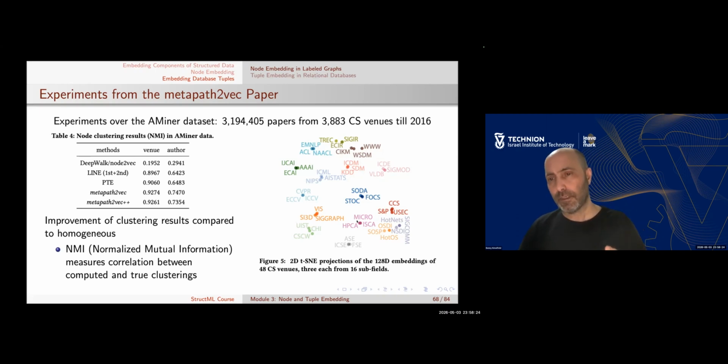Now, this is the diagram, the t-SNE that I showed at the beginning of this module, where they visualize in 2D the different conferences. You can see that indeed conferences of a similar topic are mapped next to each other, which is interesting.